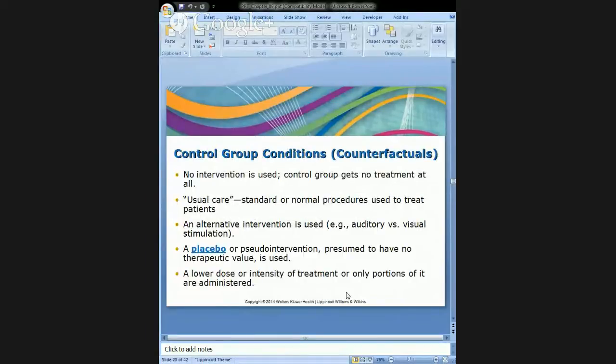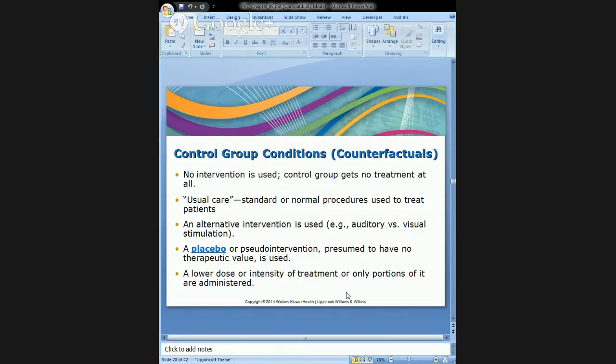Now, we said that we had a control group and an experimental group. The control group, you need to understand, does not get an intervention. They get no treatment at all, or you might see that they get standard care. Say the investigator wants to test out a new intervention in comparison with an old intervention, or what we typically do now, to see if there's any difference in its therapeuticness. So you might see usual care as the control group condition.